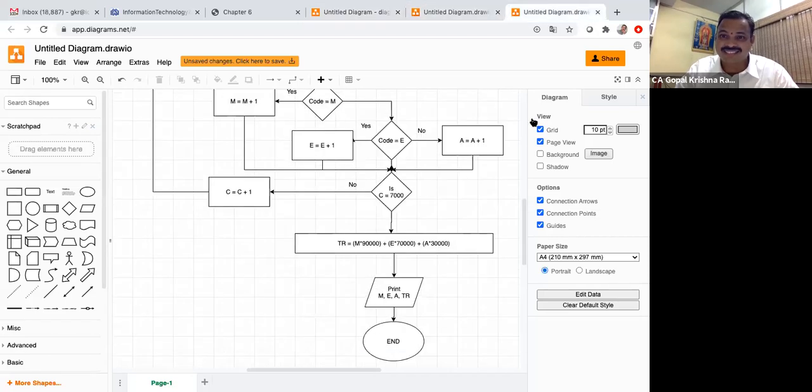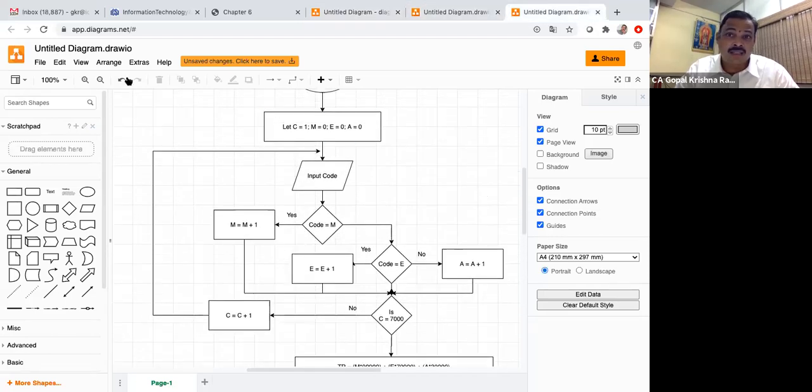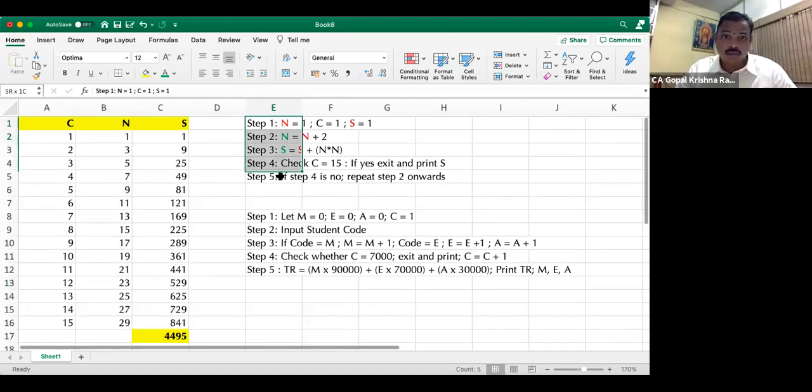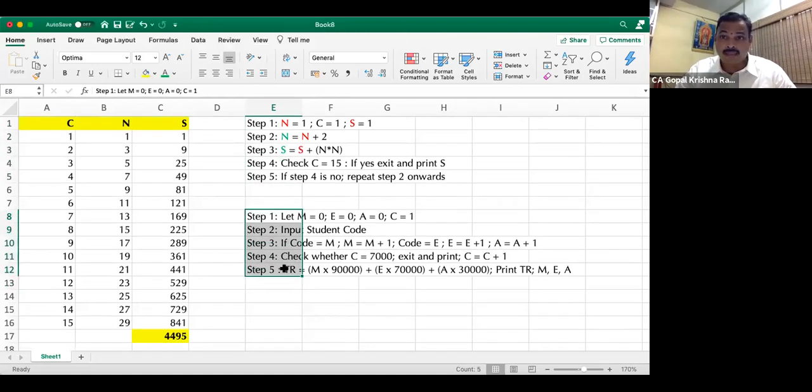That's it. Okay, and we have this algorithm. This algorithm is also very important. This is the algorithm, step-by-step instruction to arrive at a solution. Based on this algorithm only that flowchart is done, and based on the flowchart, programming will be done. Okay. So good guys, any questions?